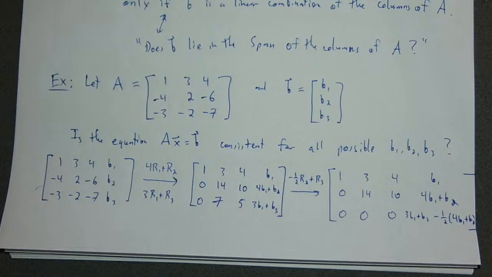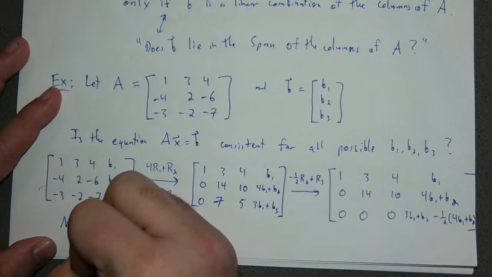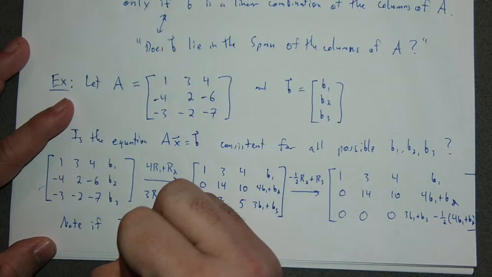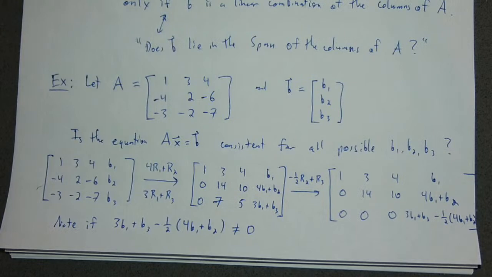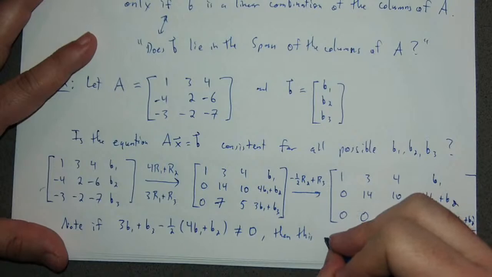What needs to be true for this to be consistent? Note, if 3 B sub 1 plus B sub 3 minus 1 half times 4 B sub 1 plus B sub 2 is not 0, then this system is inconsistent.